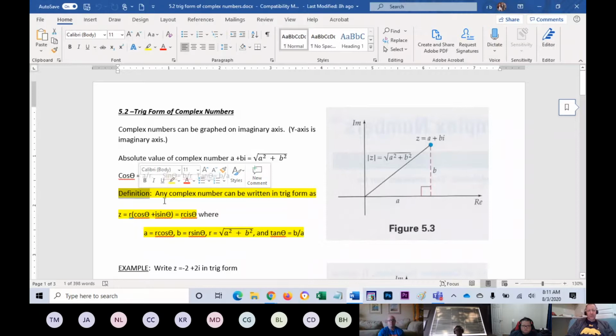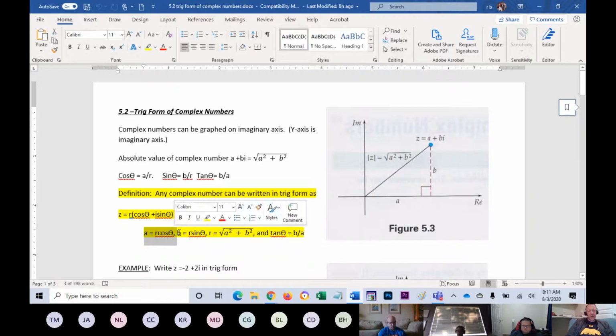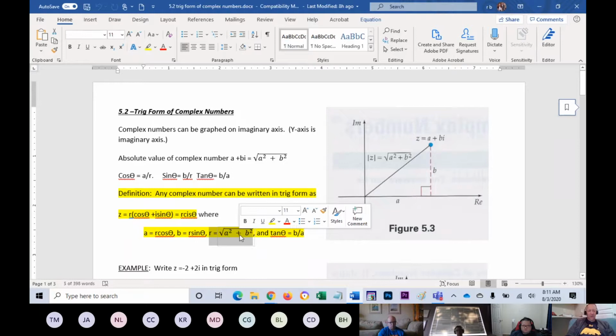So we're going to make a definition. Any complex number can be written in the trig form as z, which is your complex number, z equals r times the cosine of theta plus I times the sine of theta. And a lot of times we will abbreviate that, since the thetas are the same, as R cis theta, where A equals R cosine theta, B equals R sine theta, R equals the hypotenuse, essentially, square root of A squared plus B squared, and tangent of theta equals B over A.